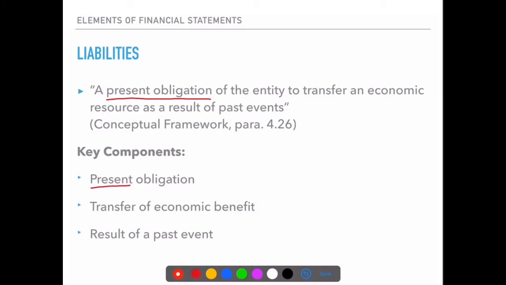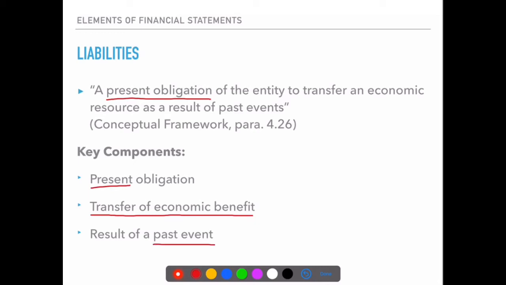We have to be careful here because it might be a possible obligation, a provision, or a contingent obligation. I won't dive into the details of those here, but feel free to watch my previous videos if you want to learn more about provisions and contingent liabilities. Is there a transfer of economic benefit? And it must be a result of a past event.